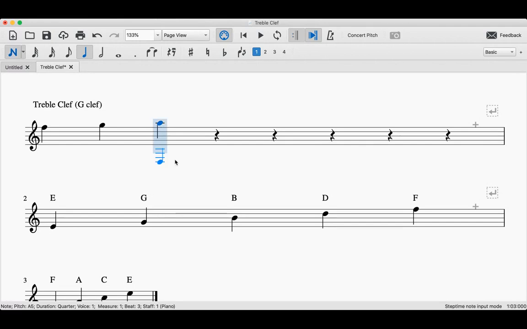Now I could keep going, right? I could go to the space above that line and call it B. And then I could add another line above that space and call it C. And I could keep going on and on, higher up on the staff if I wanted to.